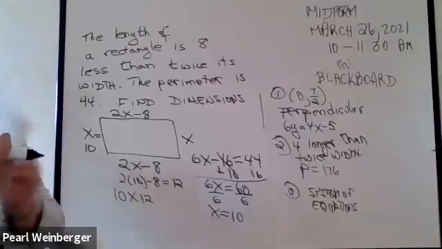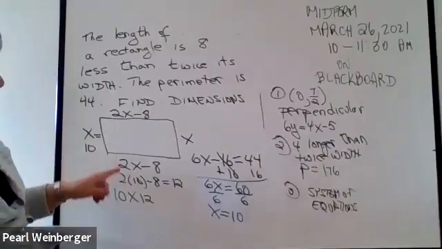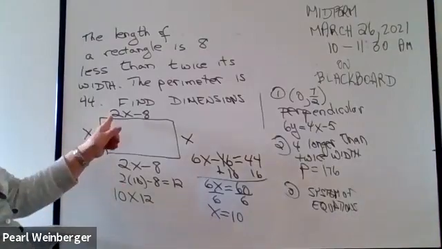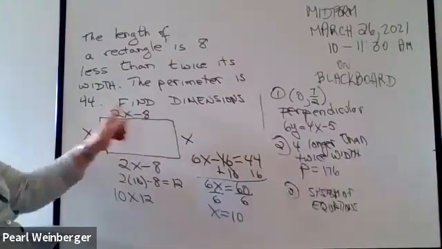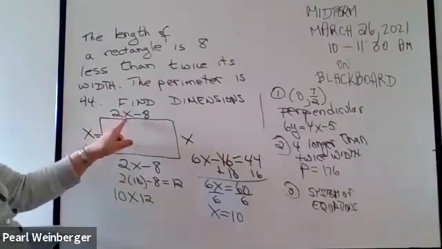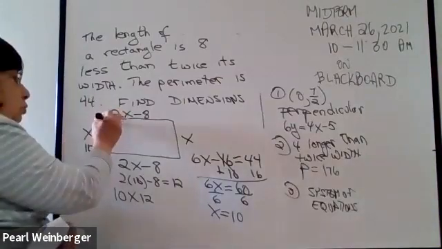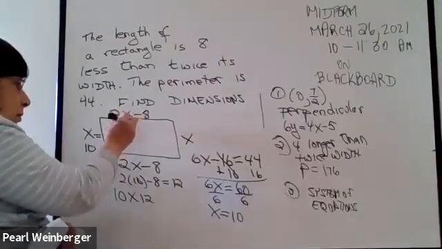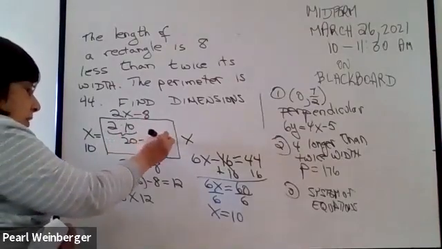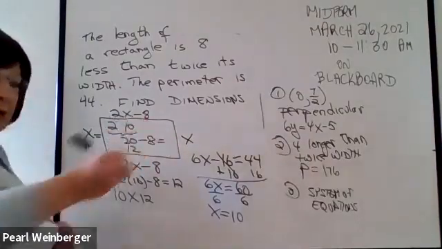Wait, Professor, Shirley wants to find out how did you get 12? Okay. To get to 12, once I know that the x is 10, I go to the 2x minus 8 because that's what the length is. And I replace the x with 10. So that gives me 2 times 10, which is 20, minus 8. So therefore, there's how the 12 comes from.